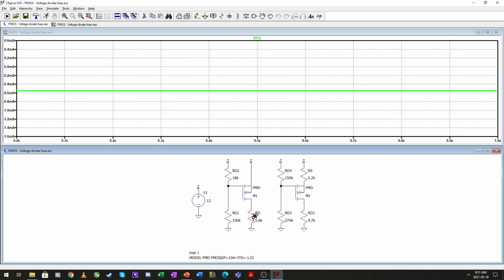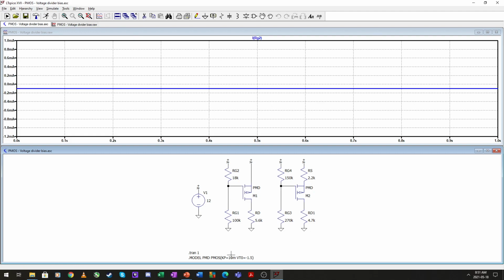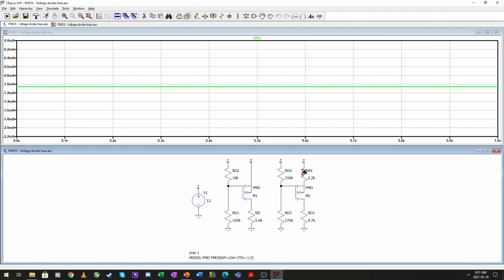So if we run this, you'll see that we have exactly the same problem with our currents, and here with this extra source resistor, it is much closer to 1 milliamp. Right, so that is the PMOS.